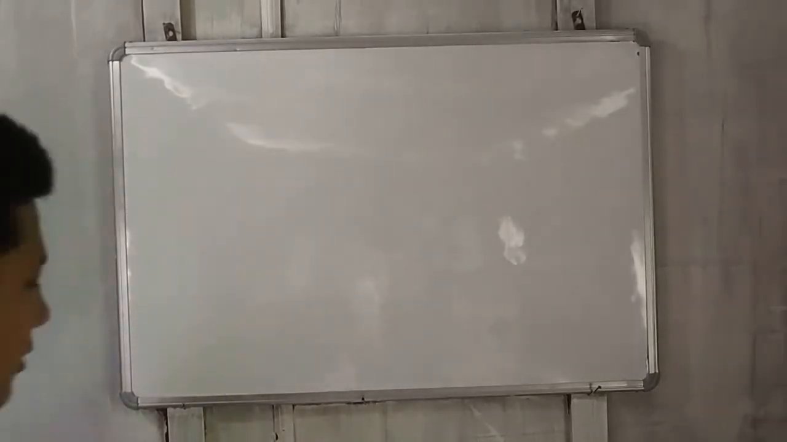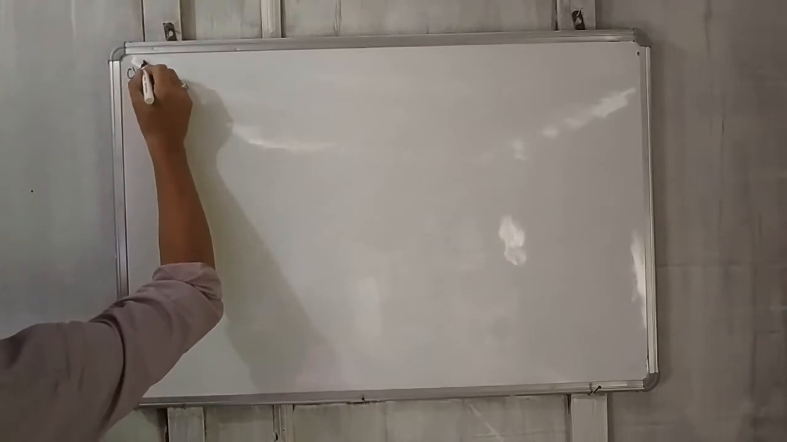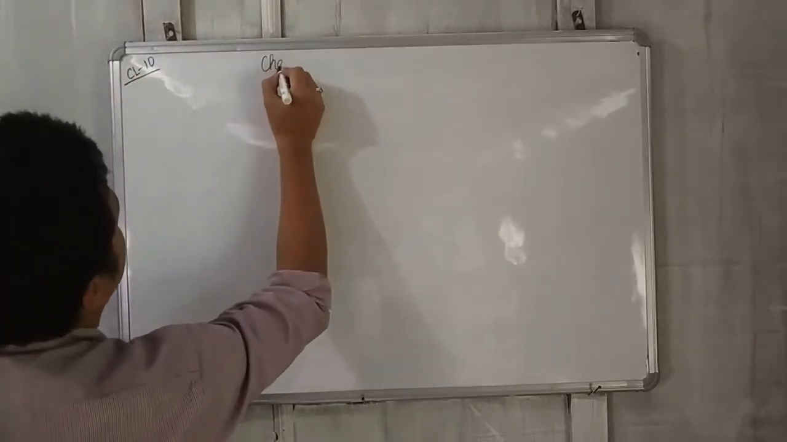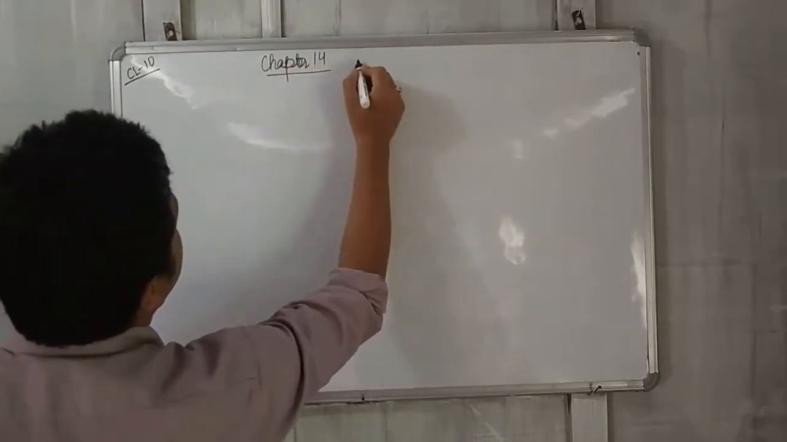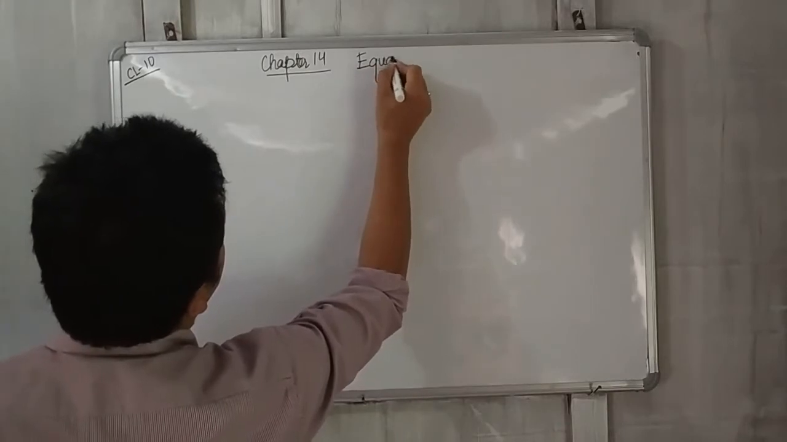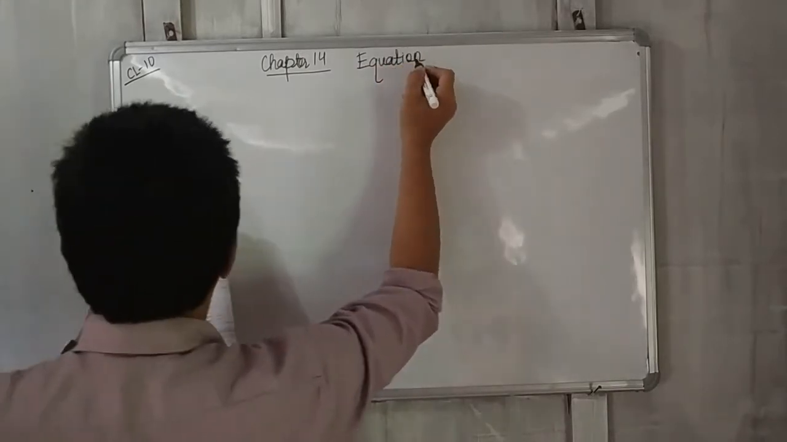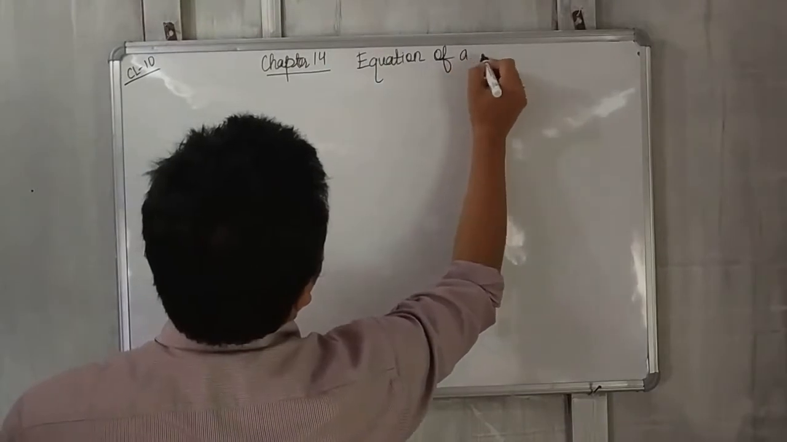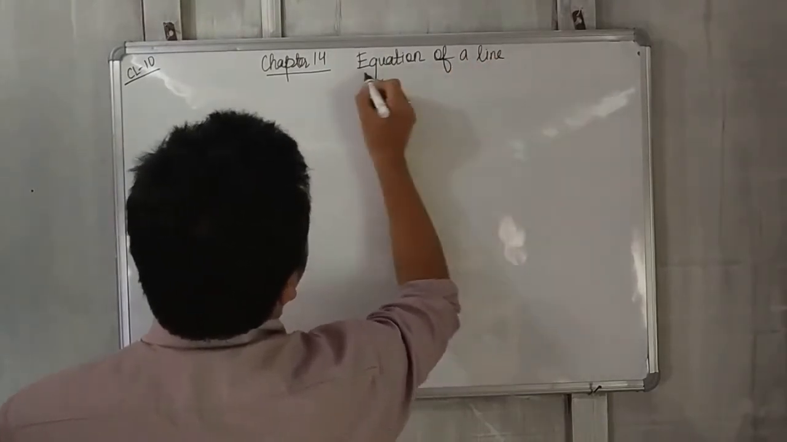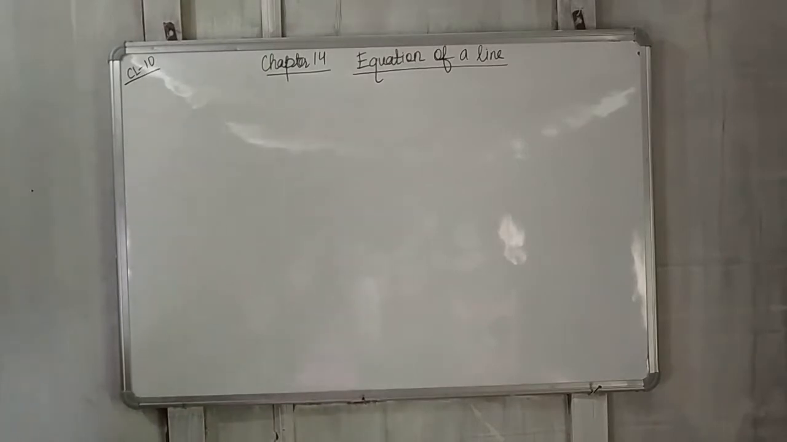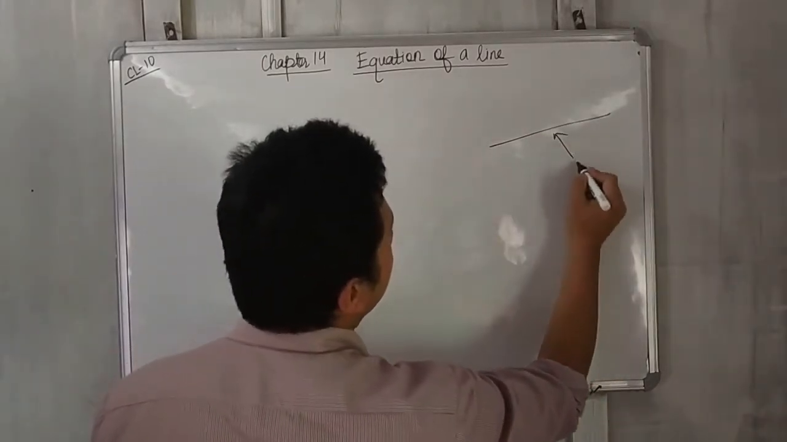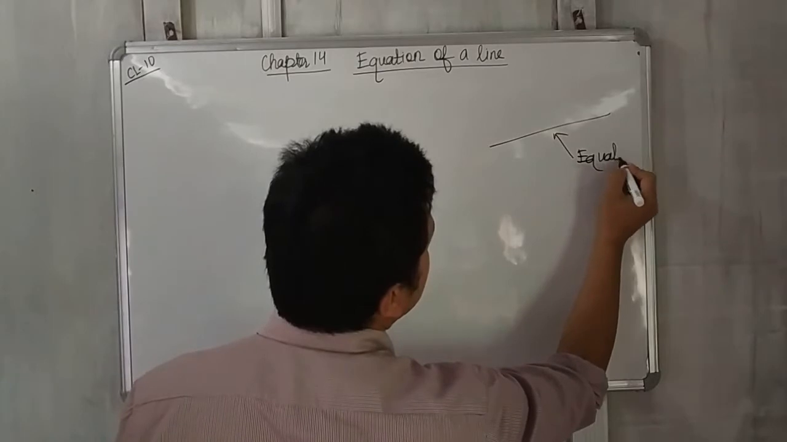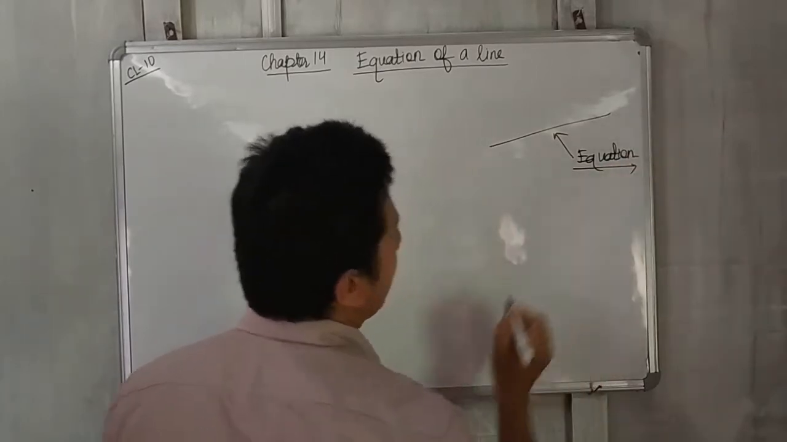So today we are starting a new chapter, chapter number 14. Is it 14? Yes, chapter number 14, and the name of the chapter is equation of a line. So we know the straight line. Okay, this is a straight line, but what will be its equation? That we will be learning in this chapter throughout.